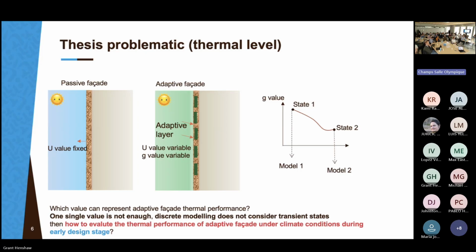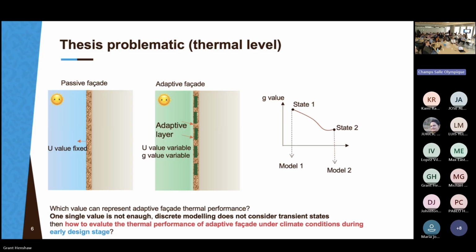At the same time, an instant idea is to model each state. But the problem is, if you model each state of your adaptive facade, you ignore the transient states and you ignore the accumulative effects of the states. I can give an example quickly: if you have a shading device, a Venetian blind with a glazing, and the Venetian blind operates at different slat angles, you cannot characterize the system over the whole day with one G value of 6%.